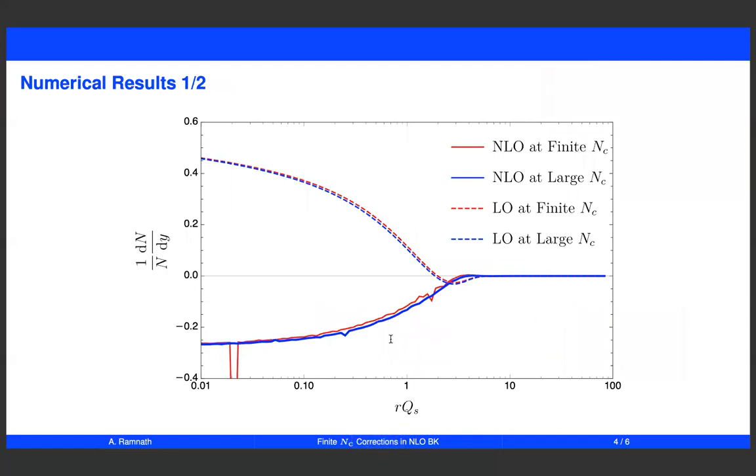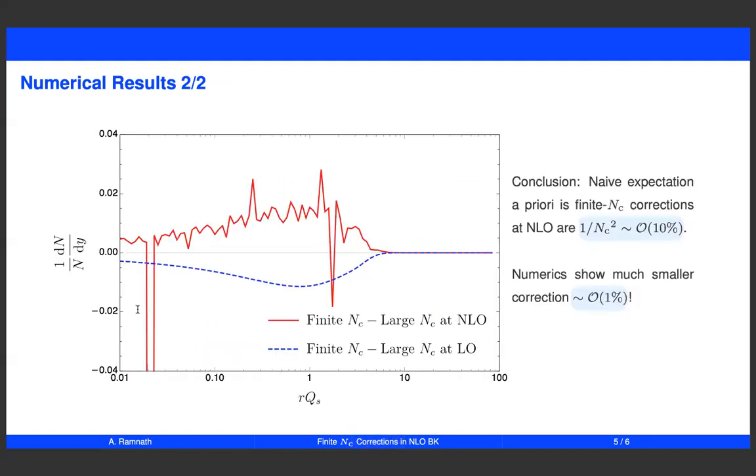We have at the bottom the leading order pieces in red at finite Nc and blue at large Nc, and then the next to leading order-like pieces in the NLO BK equation at finite Nc in red and large Nc in blue. Now here I show the dipole amplitude as just the difference between the finite and large Nc. At the bottom, we have the leading order piece, and at the top, the next to leading order-like piece.